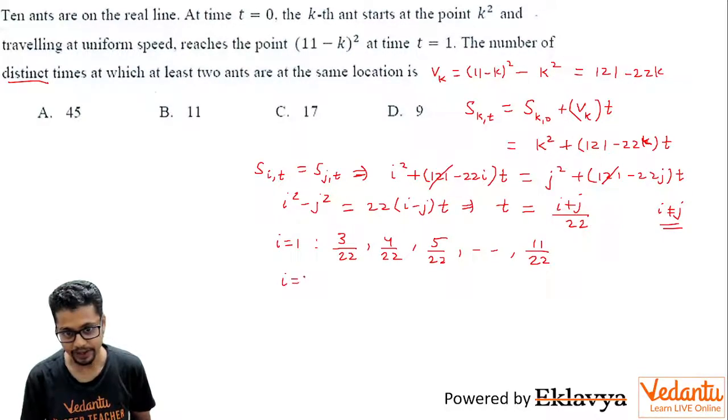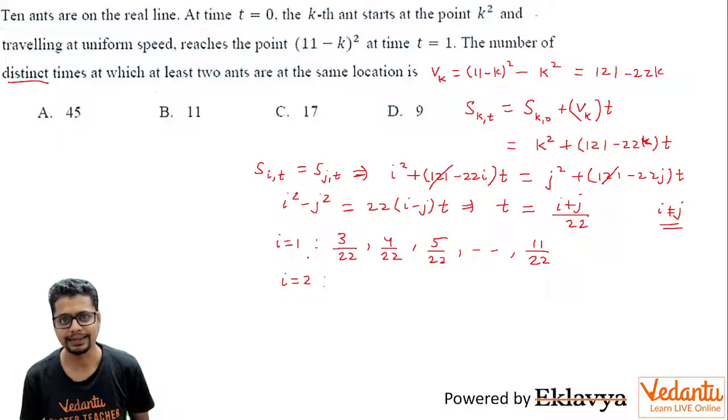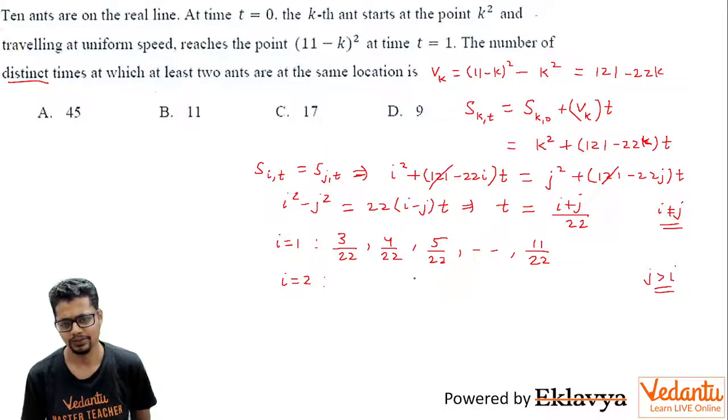What if I take i to be 2? That means the second end meeting the other ends. Now you may take j to be 1 and you get the same time instant, which we have already considered. First end meeting second end or second end meeting first end is the same thing, and they will be meeting once only. So here I go for i equal to 2, so I take j to be greater than i always, which is fine.